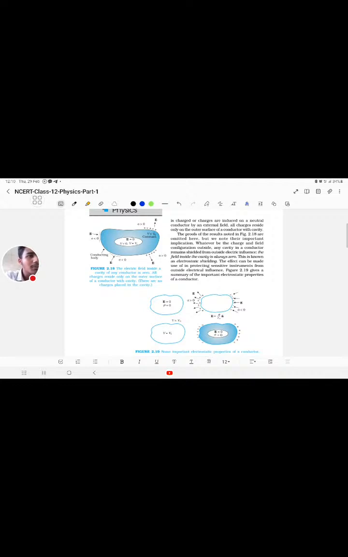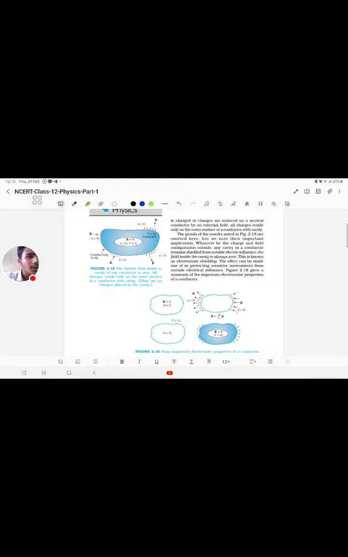So whatever be the charge and the field configuration outside, any cavity in a conductor remains shielded from the outside electric influence. This is known as electrostatic shielding. The effect can be made use of in protecting sensitive instruments from outside electrical influence.